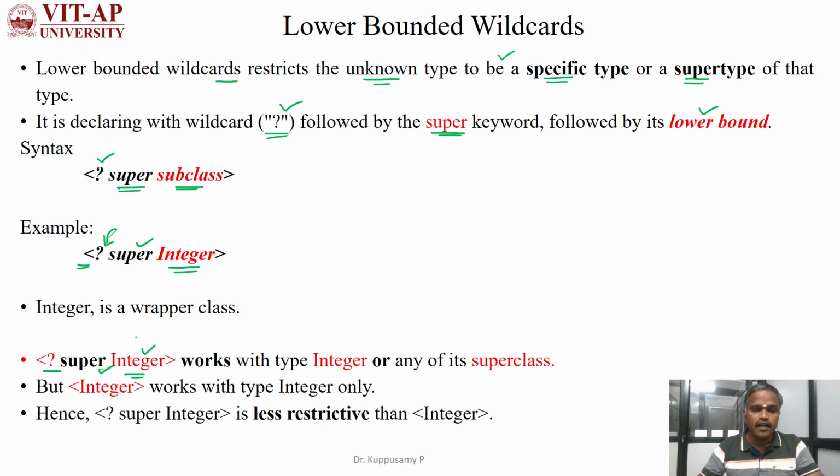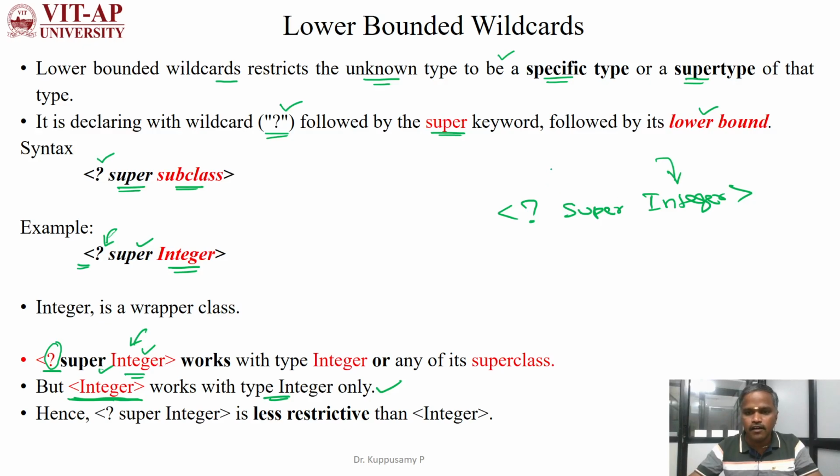So Integer gets the features of the Integer class and also the features of its parent class, that is the Number class. But when you use only Integer like this, it works only with the Integer restrictions, Integer methods or features. When you use the question symbol wildcard, then super and then the subclass Integer, it uses more features, that means the Integer class features and also the parent class features. So both class features are used in this program.